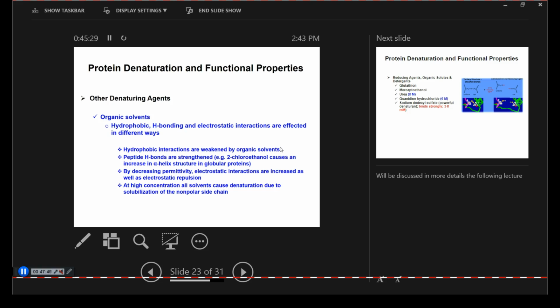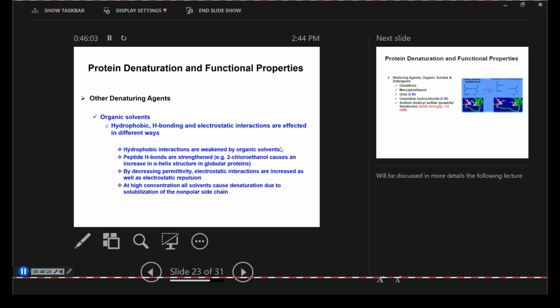That means, okay, this is a more comfortable zone for me, that these residues are going to say. And they're going to open up and interact with the organic solvent and be solubilized by the organic solvent. Hydrogen bonding, on the other side, is strengthened. And by decreasing permittivity, because in water you have higher permittivity than in organic solvent, electrostatic interactions are increased, as well as electrostatic repulsions.